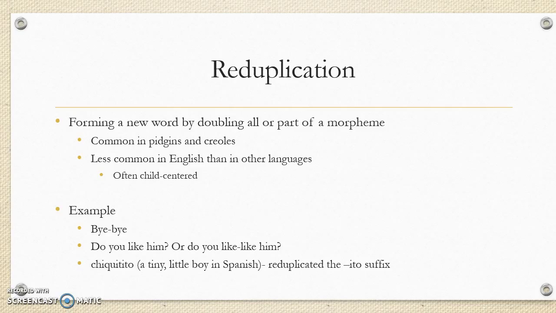Reduplication is when we form a new word by doubling all or part of a morpheme. They're very common in pidgins and creoles, but it's less common in English than in other languages. And it's really often child-centered. Bye-bye. Do you like him or do you like him? And chiquitito is reduplicated with the ito suffix in Spanish. So it means like a tiny little boy in Spanish.